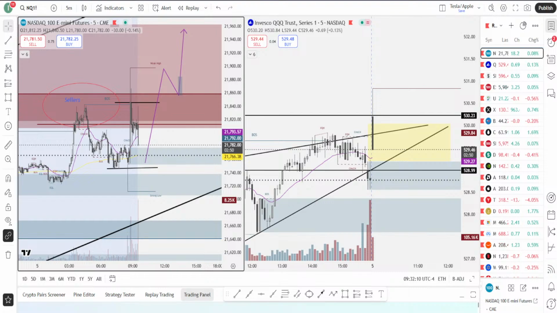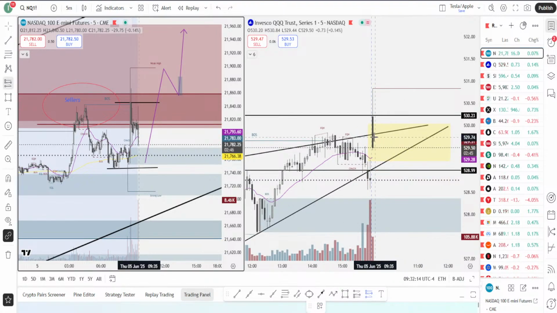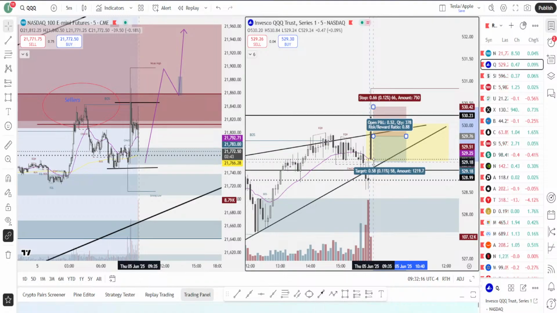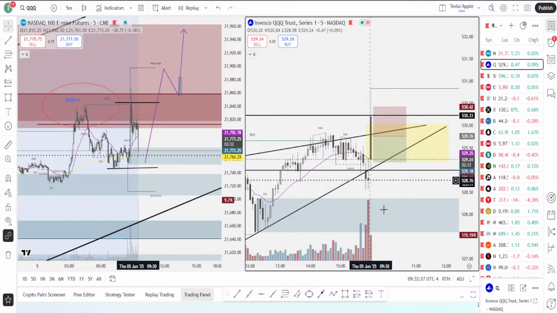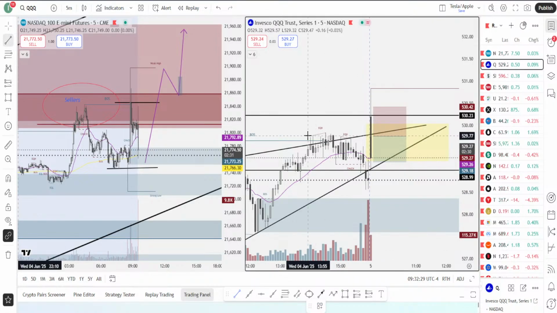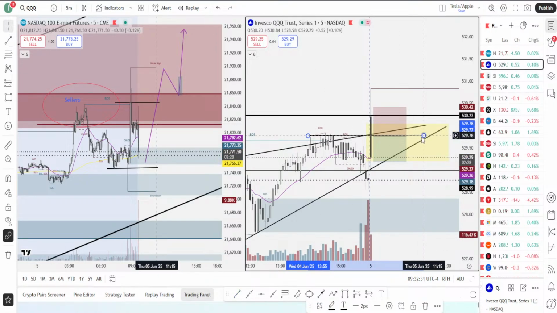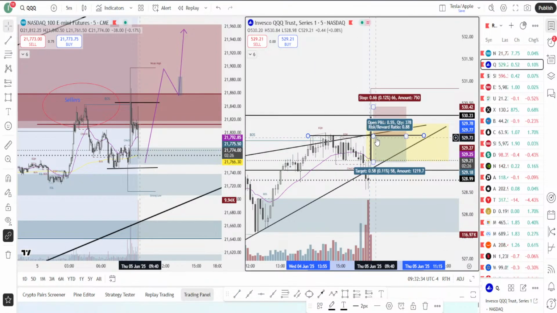I think we're gonna fill that gap. I joined on some shorts here to fill that gap. There we go. That was a quick scalp. In and out. Price pulled back and used this resistance.